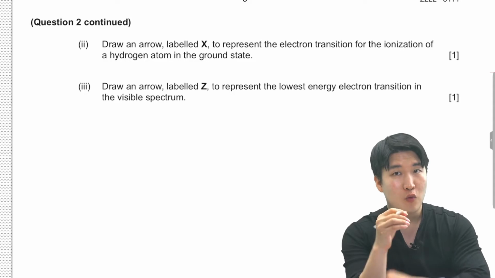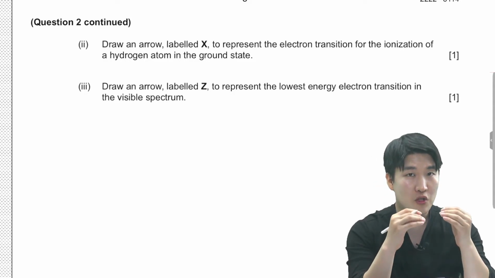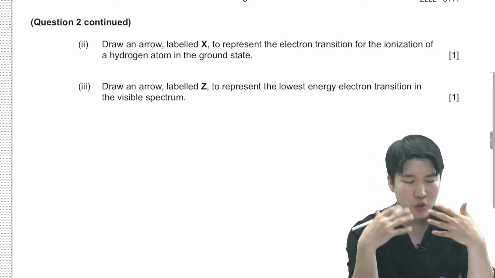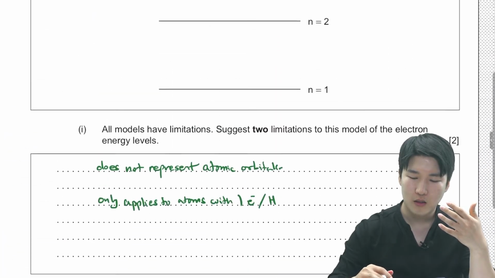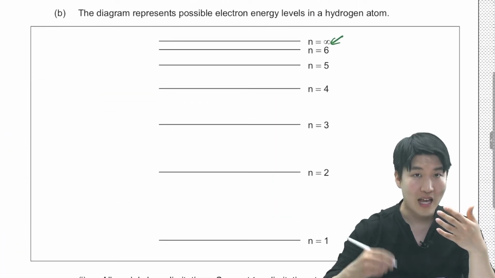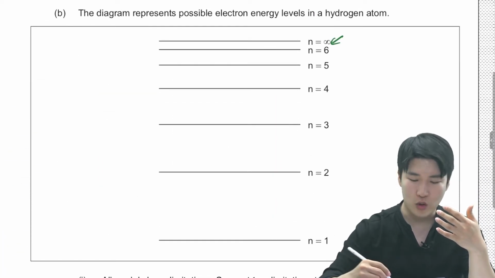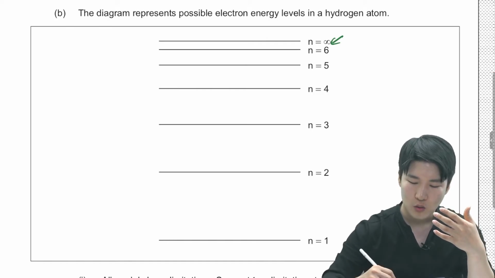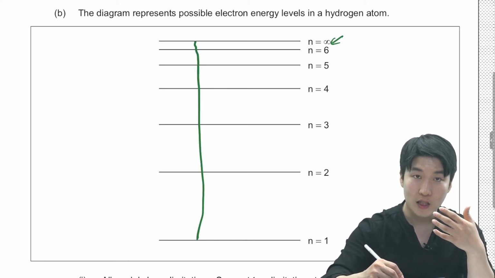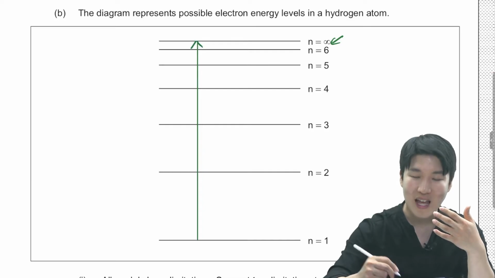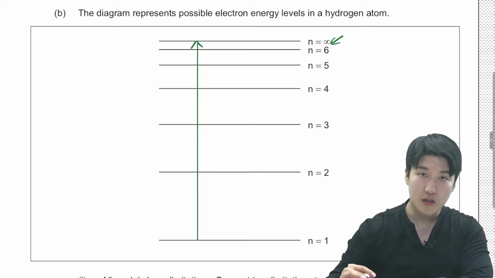Electron transition for the ionization of a hydrogen atom in the ground state would be an arrow starting from n equals 1, the ground state, all the way to n equals infinity. That would represent ionization energy.